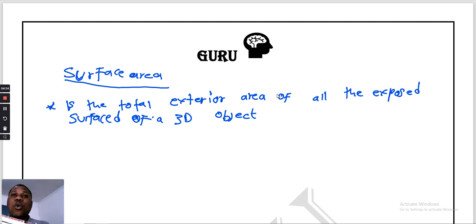In surface area, which type of object do we deal with? That was just an example. I'm also having a glass here. This glass is presented in the form of a 3D shape. Meaning that if this object is a 3D shape, it means we can see the height of this object. You understand?